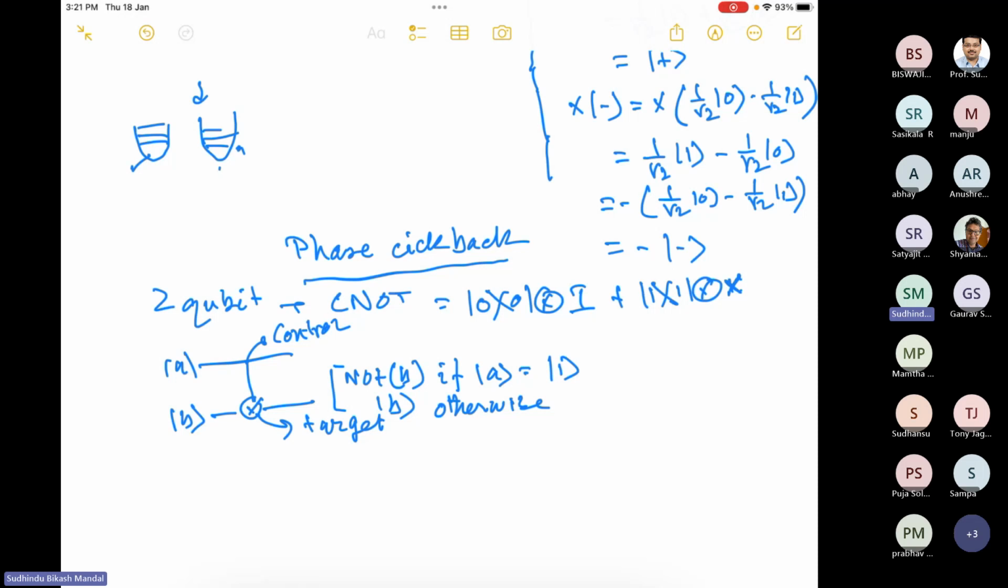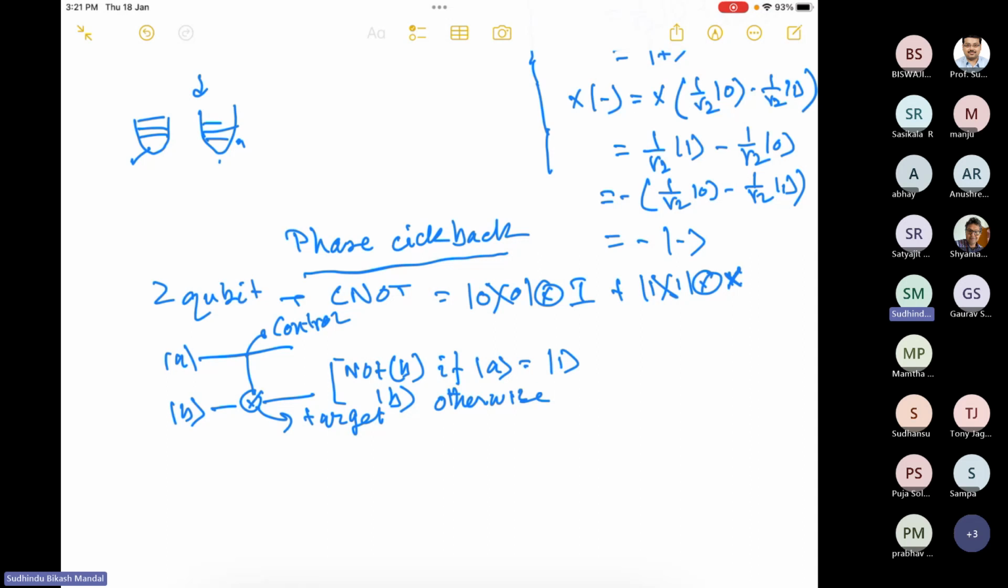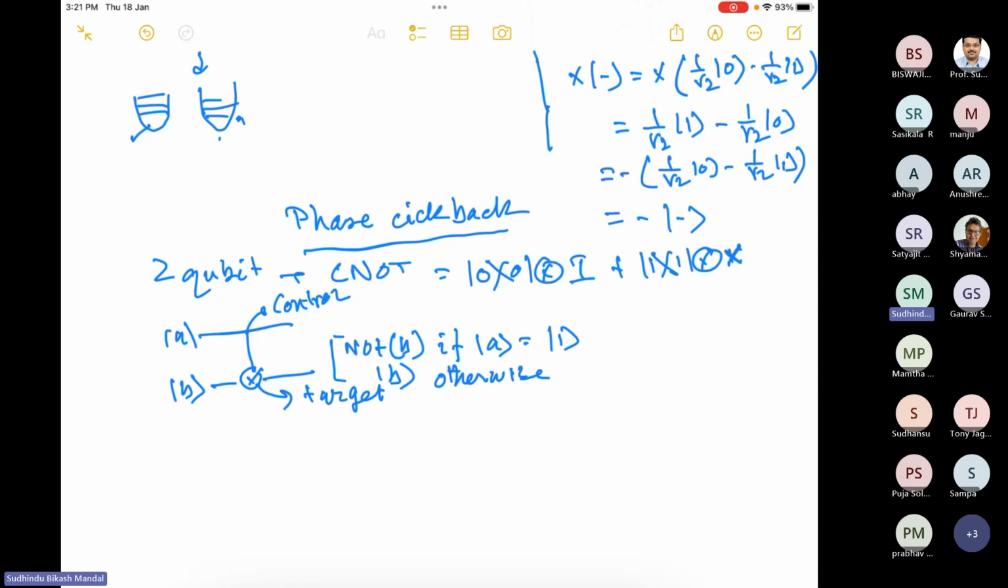So coming back to our talk, now I'm trying to describe phase kickback. To describe this phase kickback, we require the CNOT gate, and you need to understand the mathematical expression as well as the definition of the CNOT gate. The matrix representation of this CNOT gate will look like this. I'm not doing this whole computation.